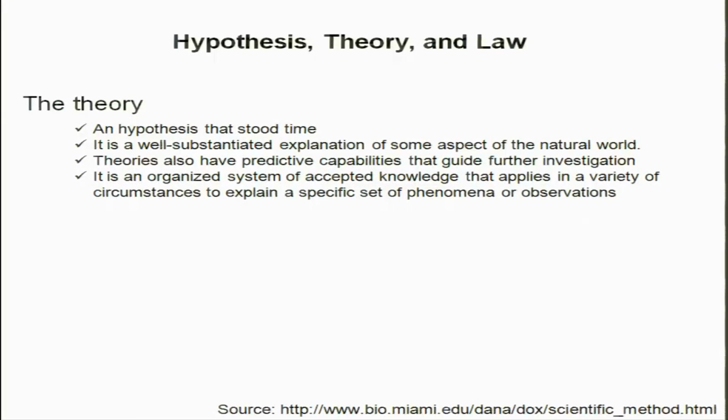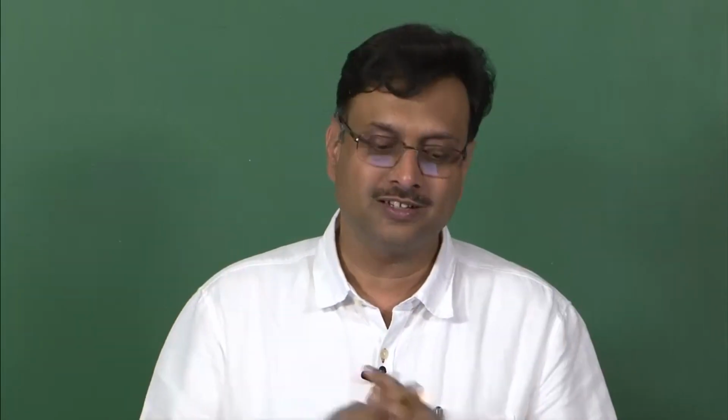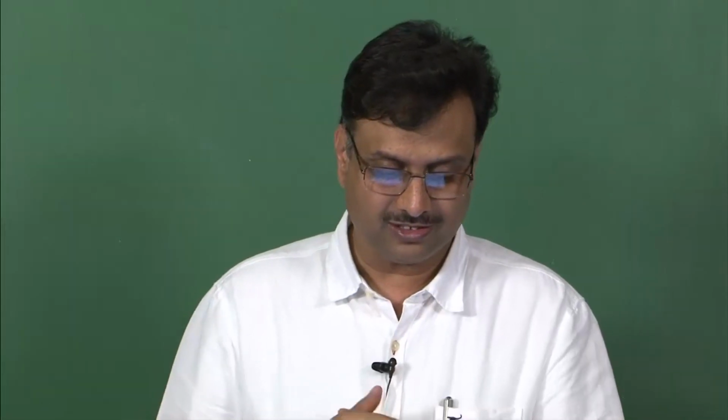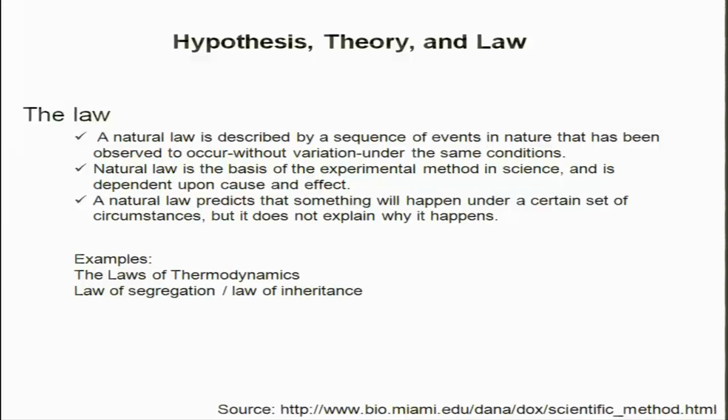So that's the theory, but it is not proven yet, therefore it is not a law, but still a hypothesis that is time tested by a number of groups and well accepted, therefore it becomes a theory, like the theory of natural selection. That's something that I already told you. Let's go to the third one, that is called the law. What is a law? This is not about the law that governs our civic society. It is about the law that explains many scientific phenomena. A natural law is described by a sequence of events in nature that has been observed to occur without variation under the same conditions. So when you have the experimental conditions set and you repeat the experiment, you know that this is what you are going to get. Okay?